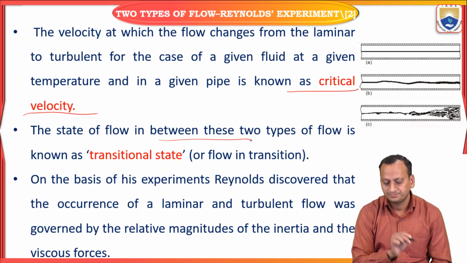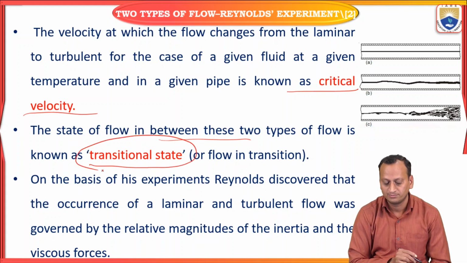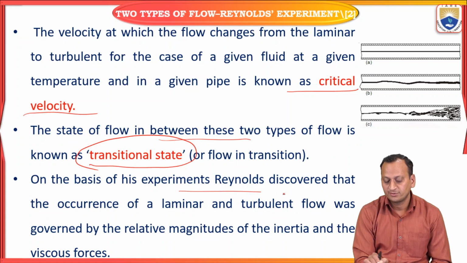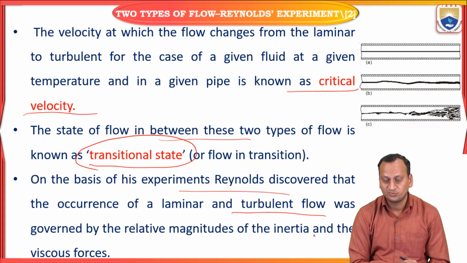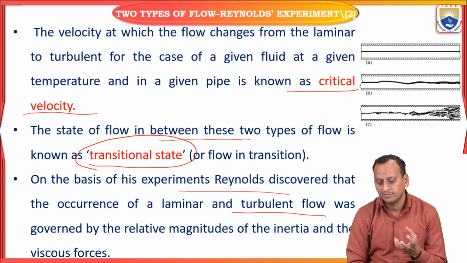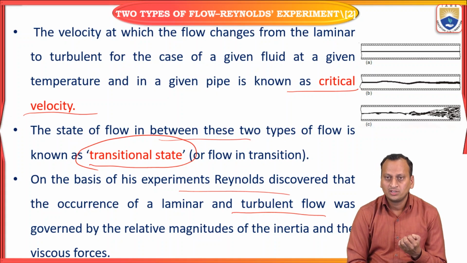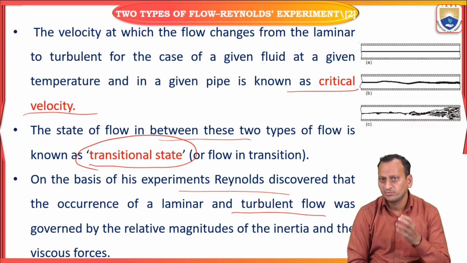So the state of flow in between two types of flow is known as a transitional state or transition flow. On the basis of experiments, Reynolds discovered that the occurrence of a laminar and turbulent flow was governed by the relative magnitudes of the inertia and the viscous forces. So here, whenever inertia forces are predominant over viscous forces, how will it be? And if the viscous force is predominating the inertia force, how will it look?